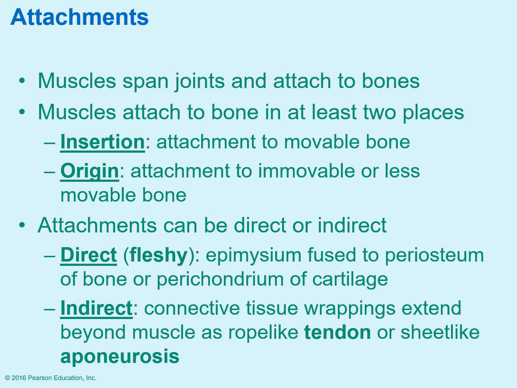Now, those attachments can either be direct or indirect. If it's direct, the epimysium fuses with the periosteum of the bone or with the perichondrium of the cartilage. If it's indirect, then you have connective tissue wrappings that will extend beyond the muscle as a tendon.